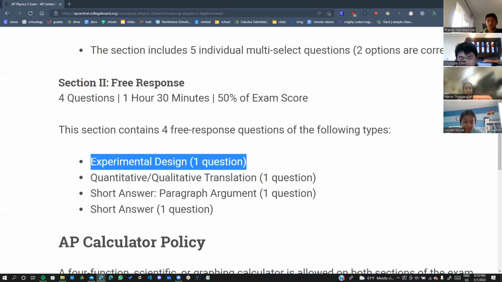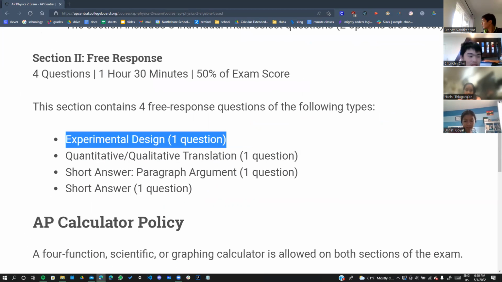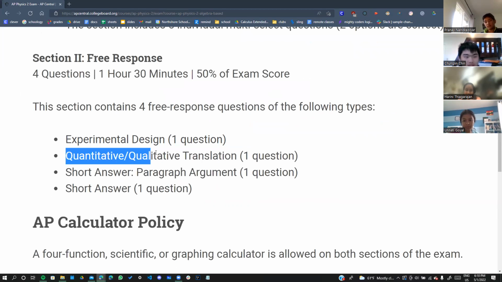So let's say you want to measure time, for instance. Then you'd say, okay, I'm going to be measuring time using a stopwatch. Or I'm going to be measuring distance using a meter stick, for example. So you have to say what you're going to measure and what you're going to measure it with for the experimental design. Then here is the quantitative qualitative translation, which is honestly one of my favorites.